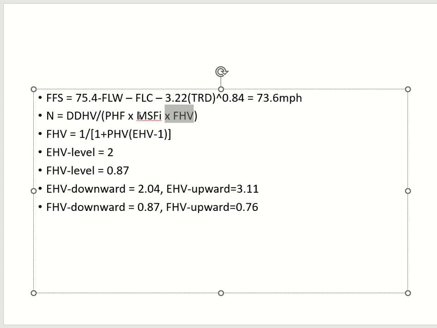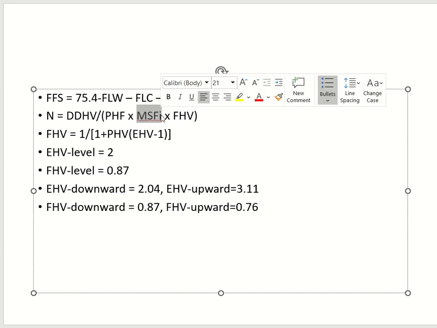Now I need MSF, which is called as maximum service flow rate, and then you can see a subscript I here as well. I refers to the level of service. Okay, so I need to find out maximum service flow rate at the required level of service. What level of service I require? C. I can go up to D. So I should find both.